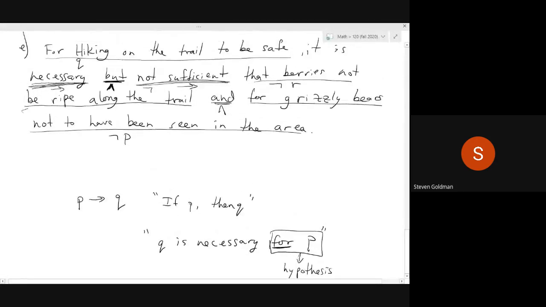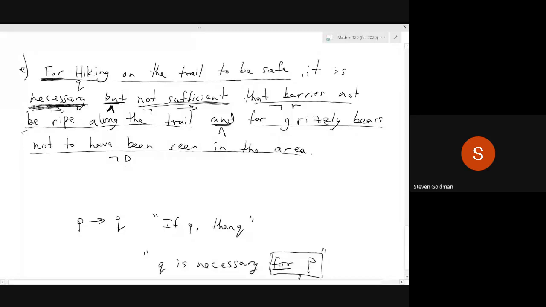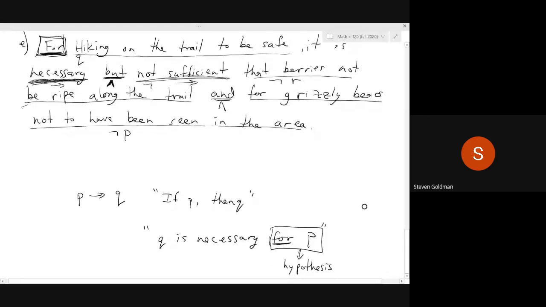So in our sentence here, I'm just looking at the necessary. I'm going to ignore the but not sufficient for a moment. We'll come back to that in a second. I have necessary, so that tells me this is a conditional statement. I have the word for here. So whatever comes after the word for, that's going to be the hypothesis. So this is saying the same thing as: if Q, then not R and not P.